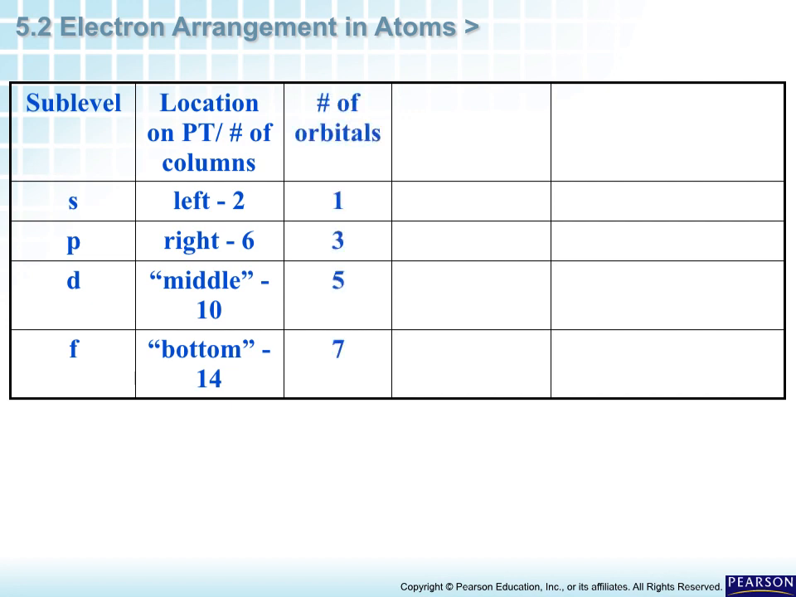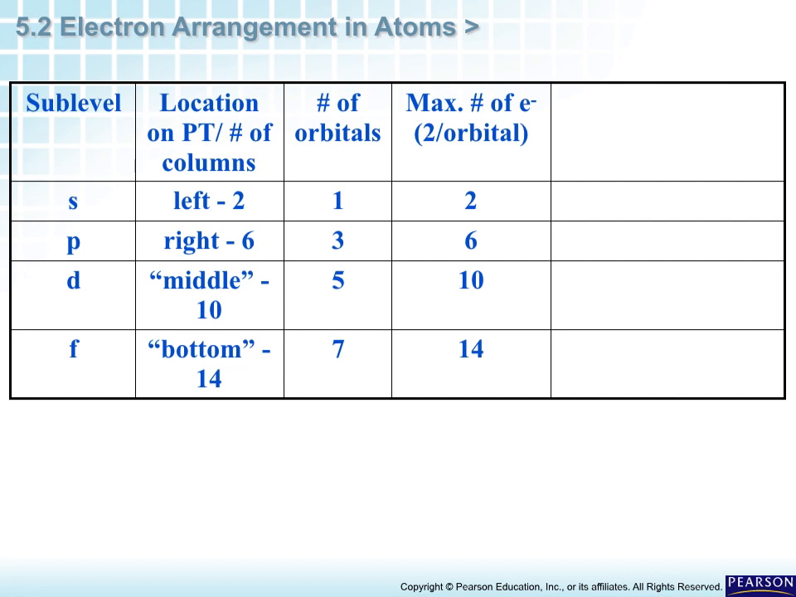Now the number of orbitals for S, there's 1, P, there's 3, D, there's 5, F, there's 7. 1, 3, 5, 7. Now, if I double each one of those, 1 doubled is 2, 3 doubled is 6, 5 doubled is 10, 7 doubled is 14. So you're starting to see that this is a very common pattern or a very succinct pattern.